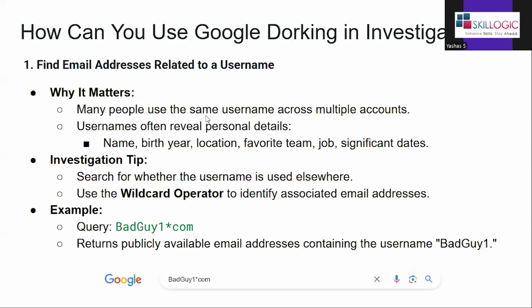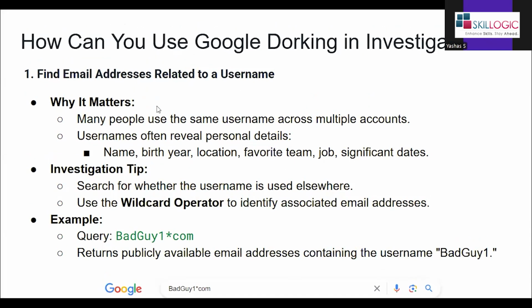So let's understand how you can use Google Dorking in investigation. Basically, you can find email addresses related to any specific username. One of the benefits of using Google Dorking, which is the focus of this video, is to highlight the information. Let's say I want to find email addresses related to a username.